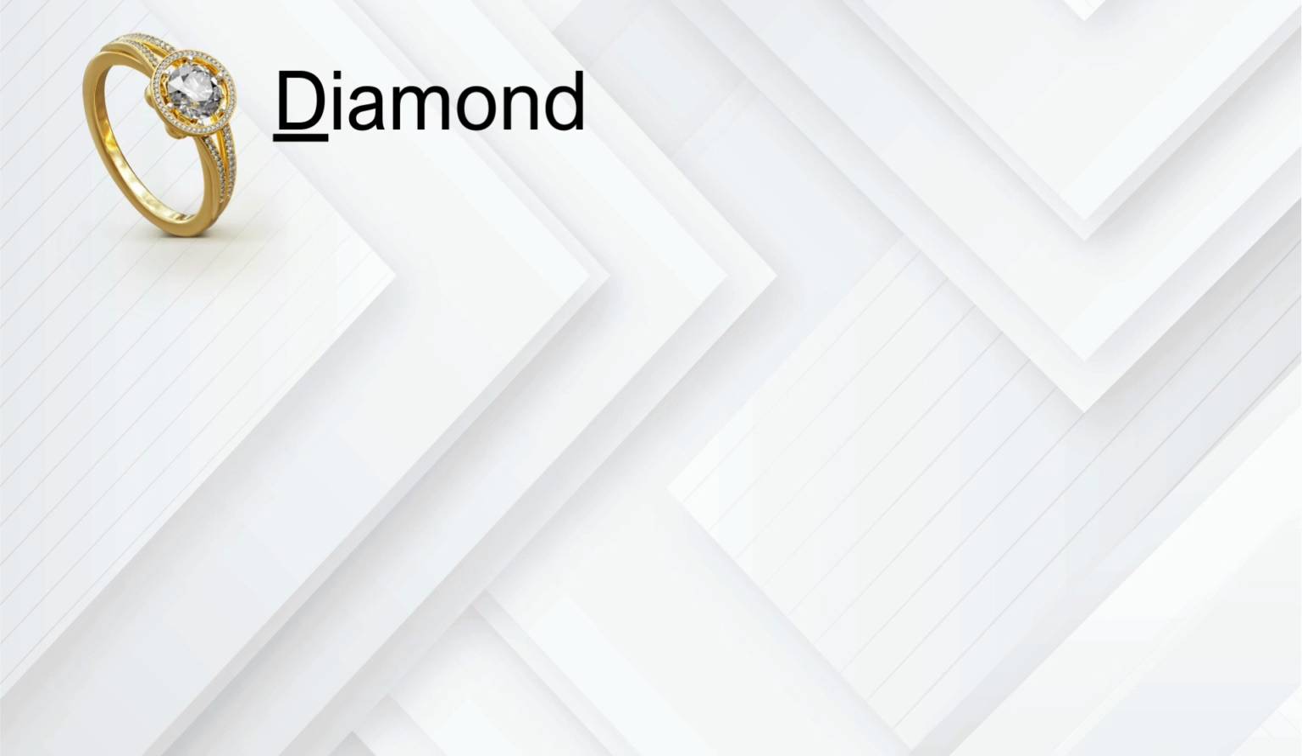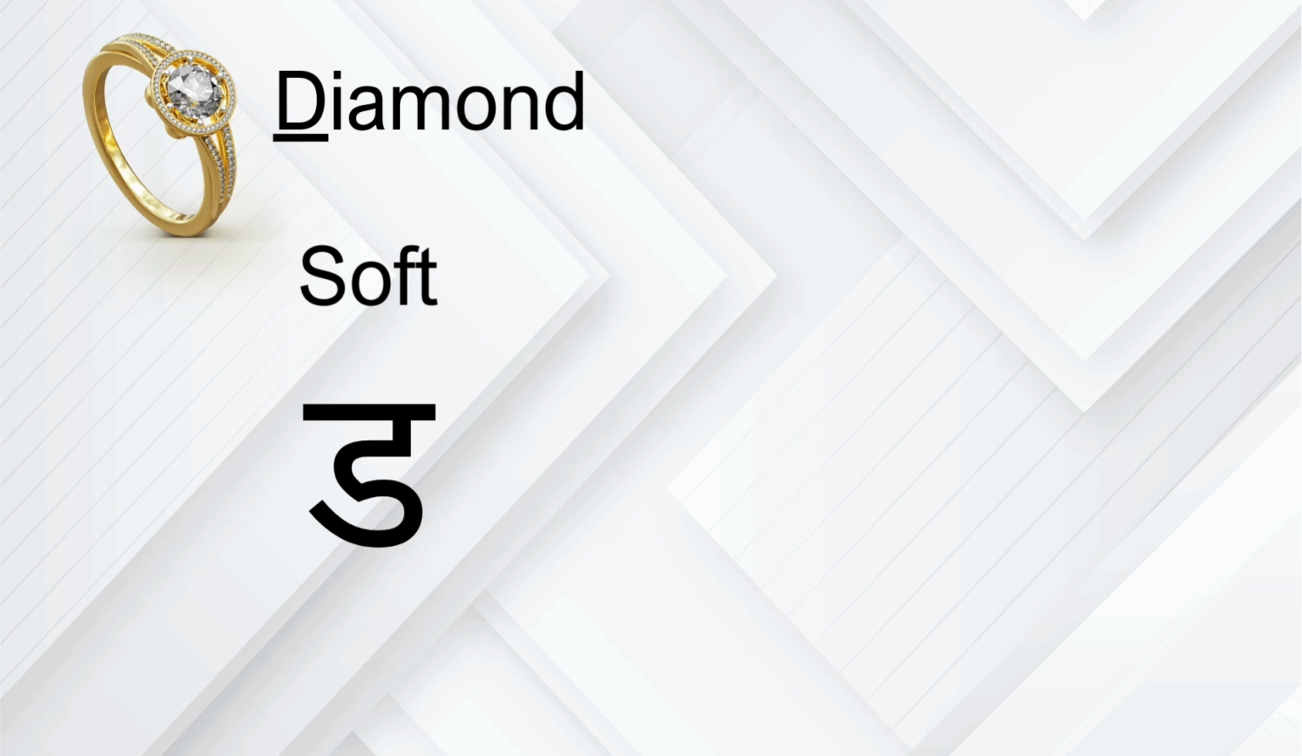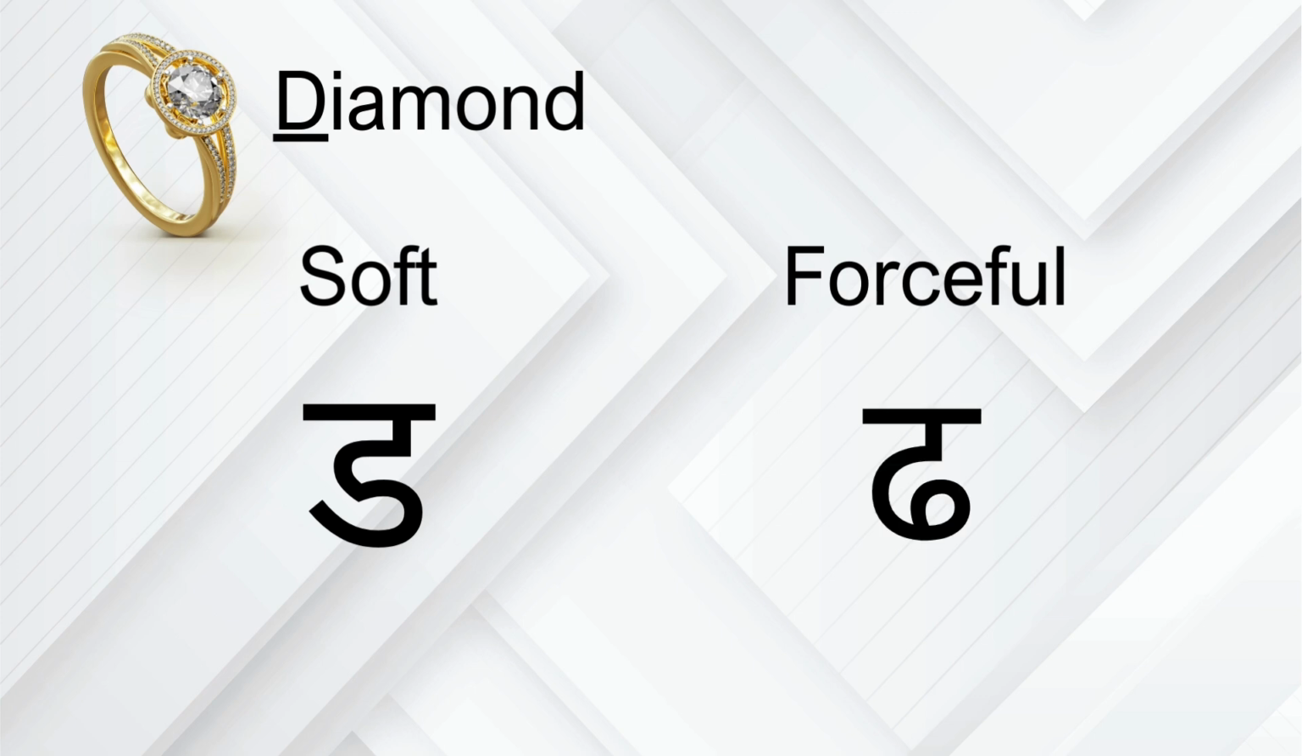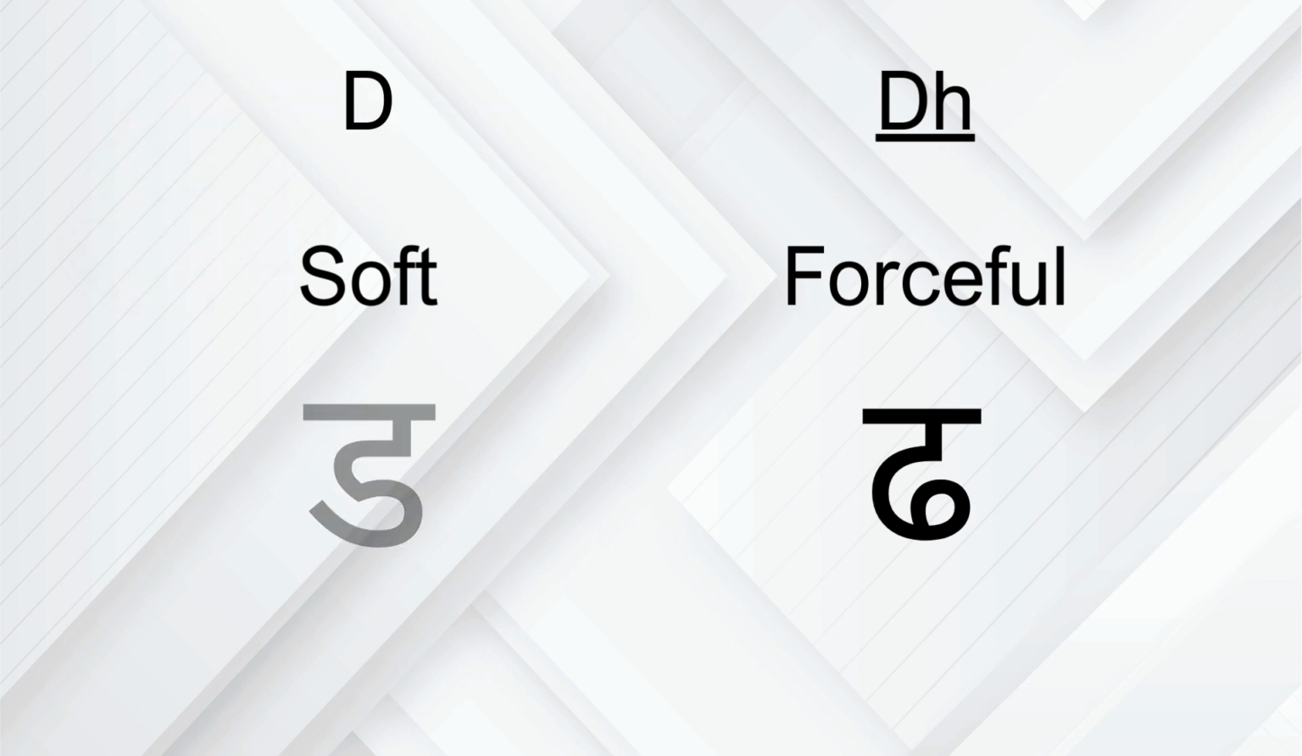D sound in diamond in Hindi is written as D. When we say this in a forceful way, it's dha. Notice the difference. D, dha. D, dali. Dh, dhal. D, damru. Dh, dhakkan.